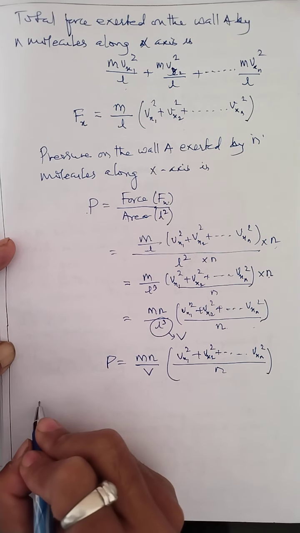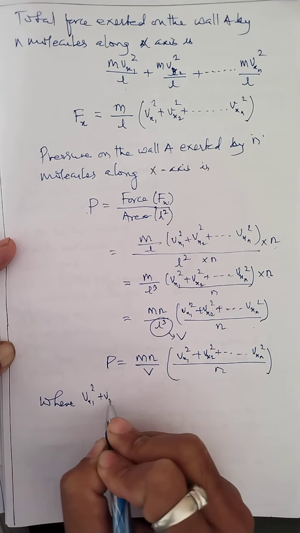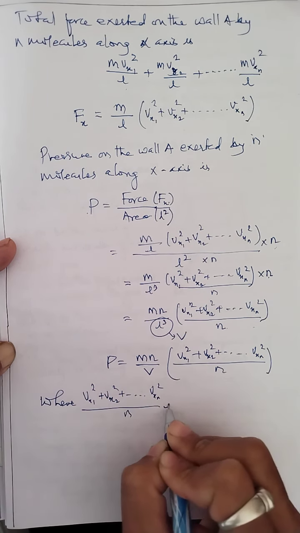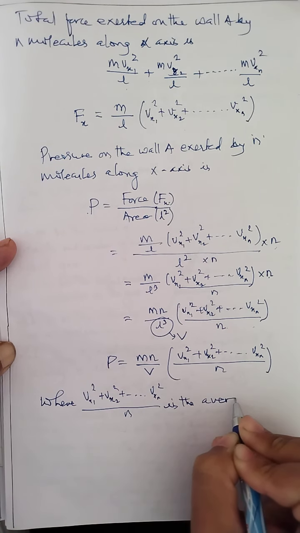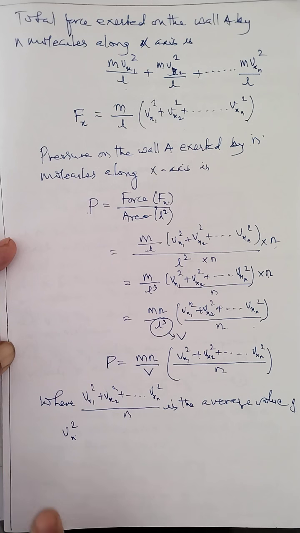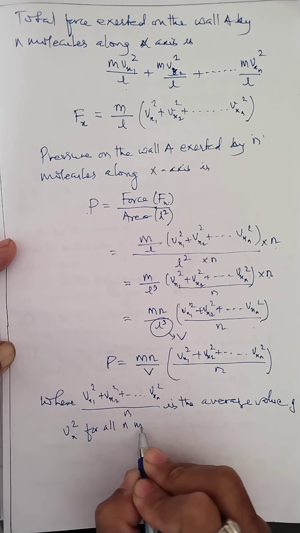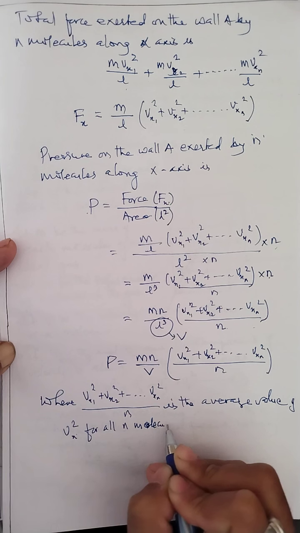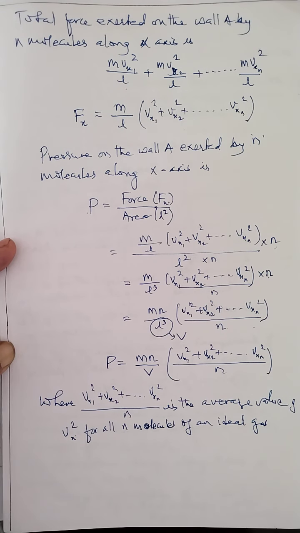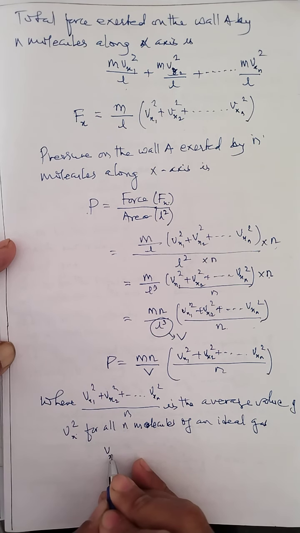So simply take a note that vx1 square plus vx2 square, dot dot dot, vxn square, divided by n, is actually the average value of vx square, the velocity along the x-axis, and this is for all n molecules of gas. Molecules of what gas? Ideal gas. And this value can even be written by the relation, given by vx square with a bar.